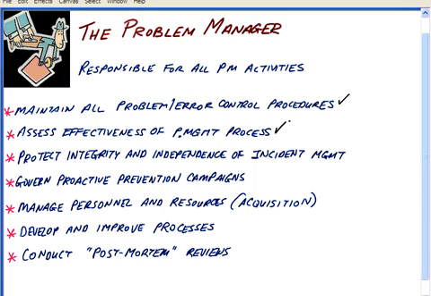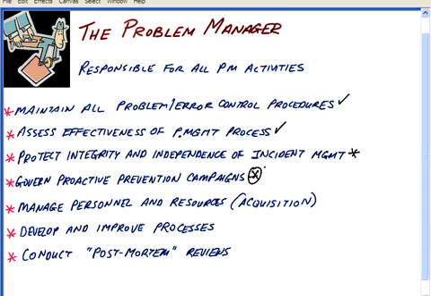Another big responsibility for the problem manager is to protect the integrity and the independence of incident management. This is really my first point, okay? If the problem manager is also responsible for incident management, they need to have the capability to protect the integrity of incident management and the independence from the problem management process. The problem manager will also govern the proactive prevention campaigns. Again, think back to that firefighter who spends a lot of his or her time doing fire prevention, okay? Same thing here, proactive prevention campaigns to prevent errors and problems and incidents.